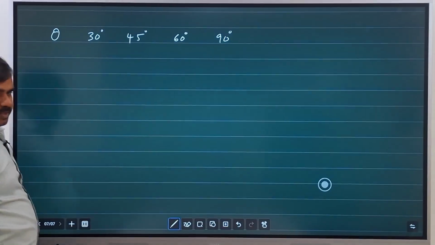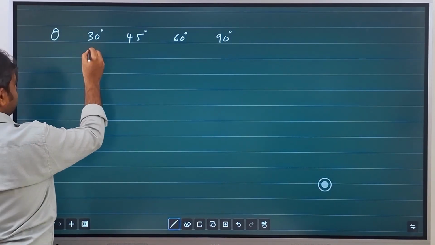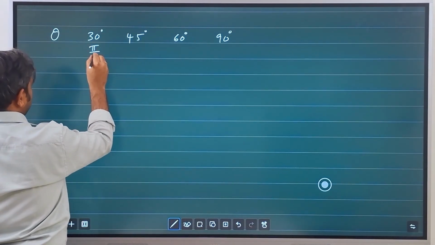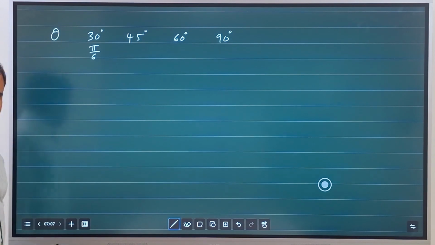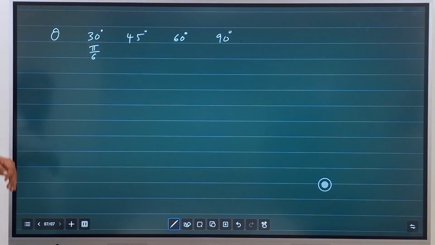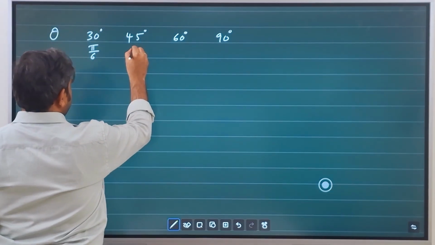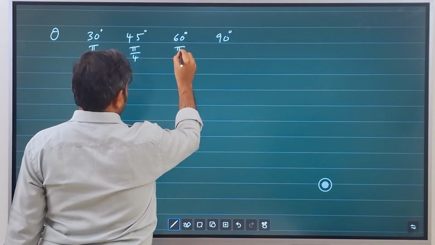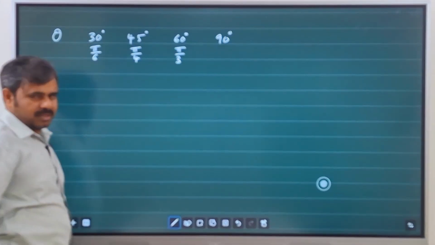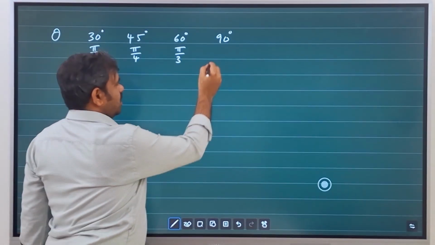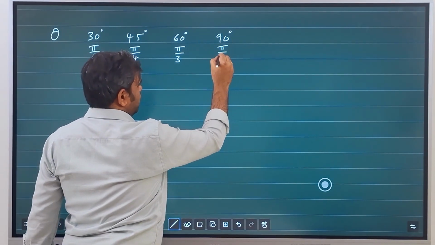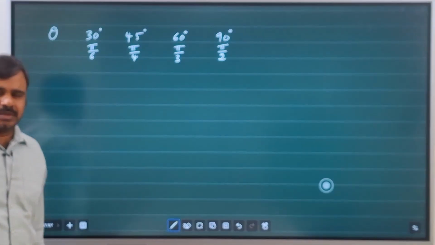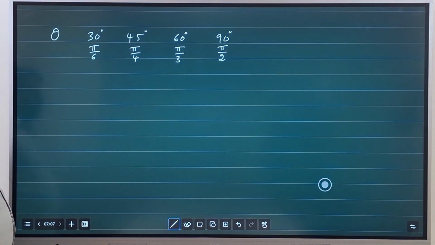This is in degrees. You can also write them in radians. 30 degrees means pi by 6. 180 degrees by 6 is 30 degrees or pi by 6 radians. 45 degrees is pi by 4. 60 degrees is pi by 3, pi divided by 3. 90 degrees is half of 180 degrees, so pi by 2. We know how to convert from degrees to radians or from radians to degrees.